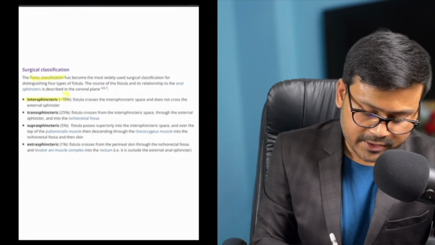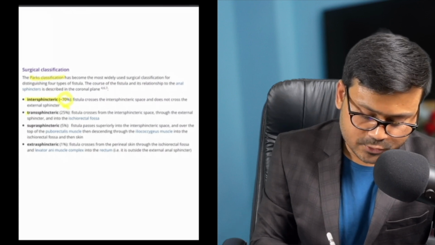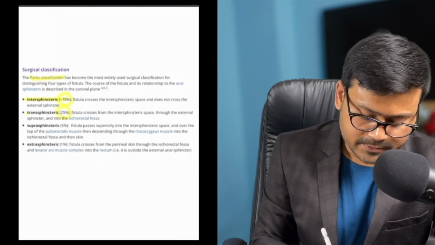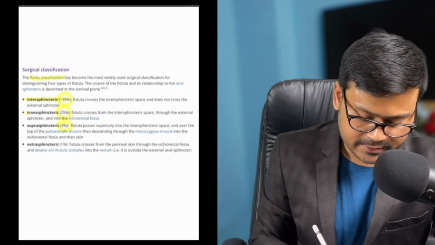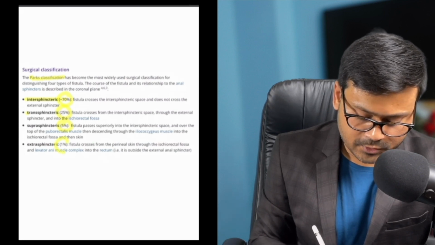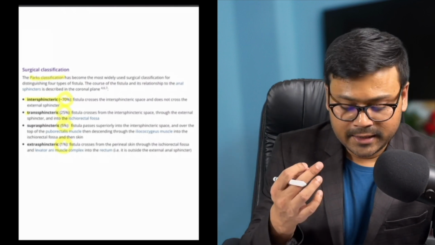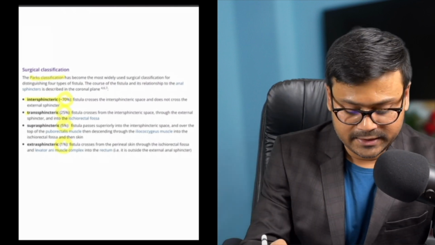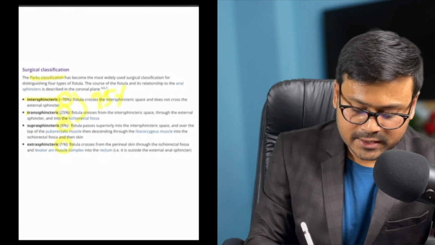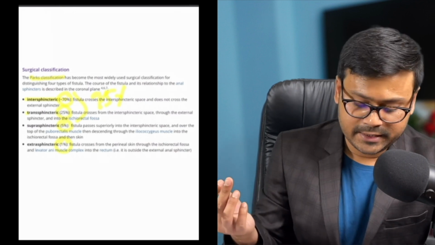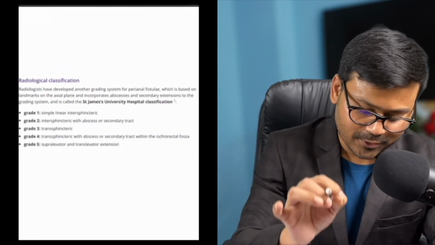Intersphincteric is 70%, transsphincteric is 25%, suprasphincteric 5%, and extrasphincteric is the least common type, 1%. So the majority of fistulas are basically intersphincteric and transsphincteric. 95% of fistulas are inter or transsphincteric. Now let's come to the radiological classification.